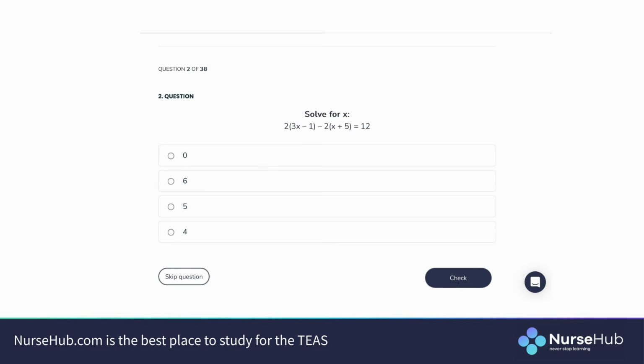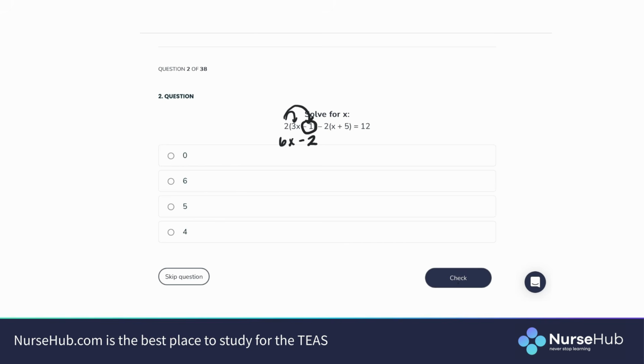Now, the first thing that we have to do when we have a number outside the parentheses is multiply that number by both numbers inside, or whatever's inside the parentheses, making sure that you include the sign in front. So for example, 2 in front is positive, so 2 times 3x gives me 6x. 2 times a negative 1 gives me a minus 2.